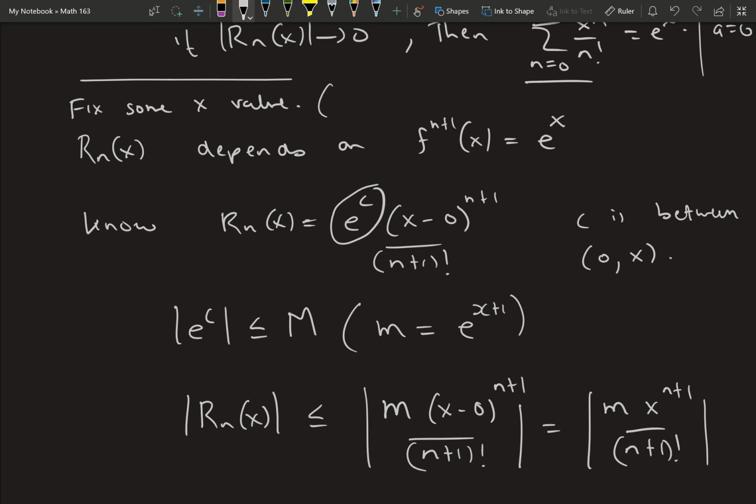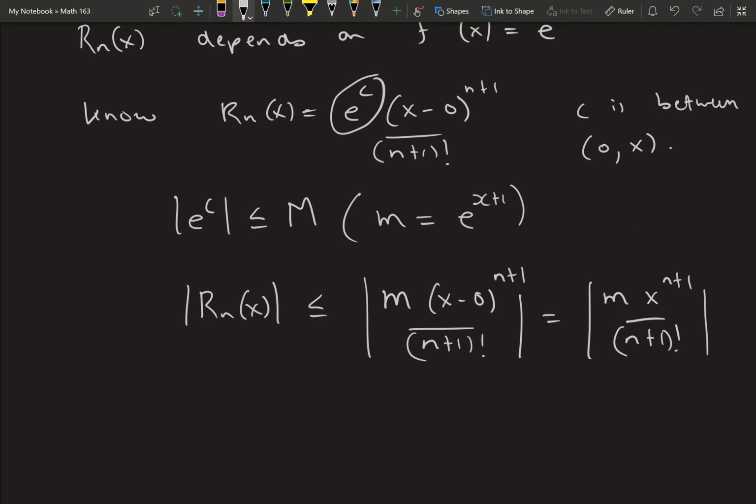Fix some x value. We're going to assume, for now, just that x is positive. It's a similar thing if x is negative. So here now we have that R sub n of x is bounded by this quantity. And we want to show that the limit as n goes to infinity of R sub n of x is 0. Because if that's true, then the Taylor series actually equals the function. But that is true.